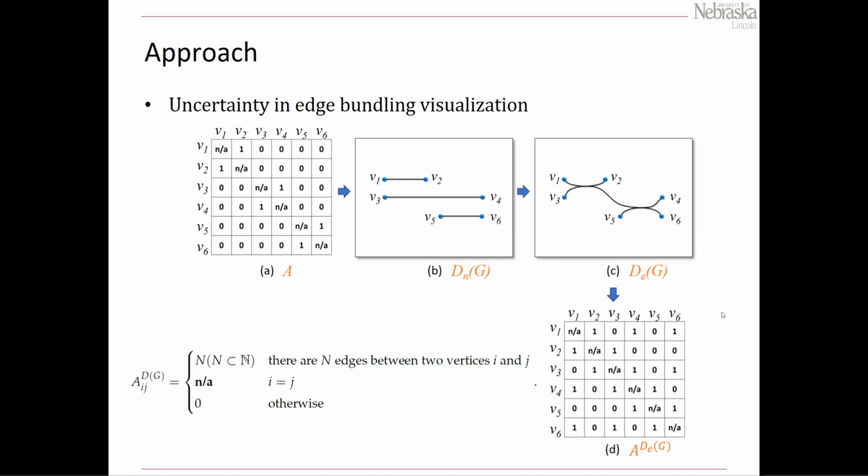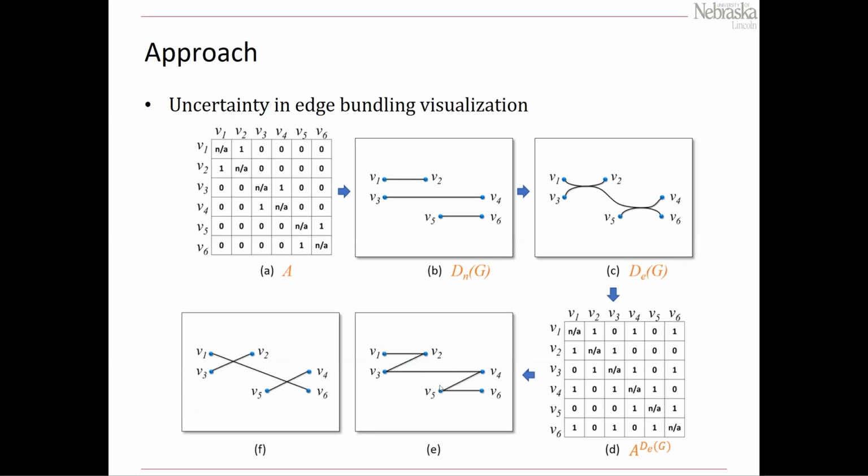Given this matrix and the edge bundling, users might have different interpretations of the edge bundling result. For example, users might interpret the edge bundling as this graph, because they think there is an edge between V3 and V2, V3 and V4, and V5 and V4. Alternatively, they can interpret this edge bundling result as this other graph. Clearly, this involves certain misunderstanding of the original graph. Then the question is, how can we quantify this misunderstanding, or the uncertainty encoded in the edge bundling visualization?